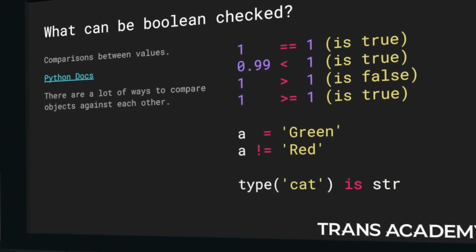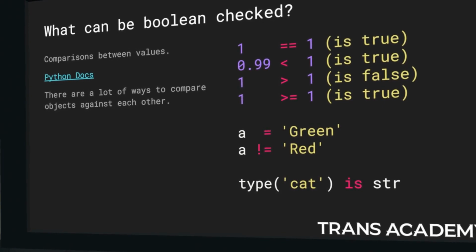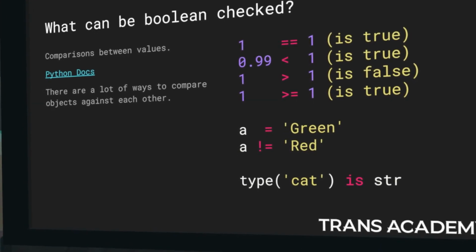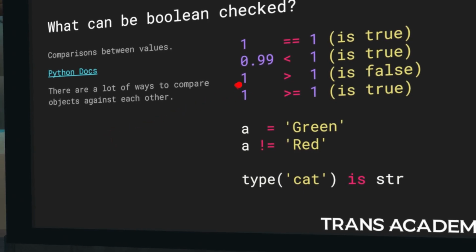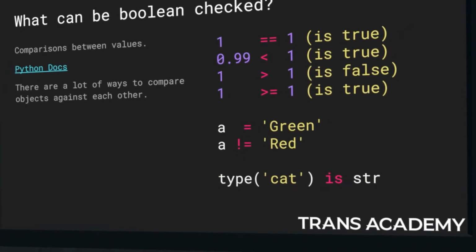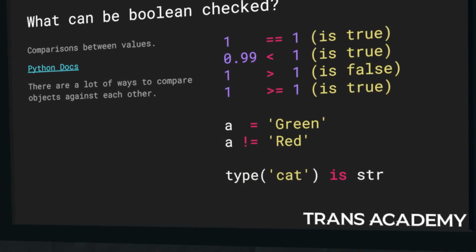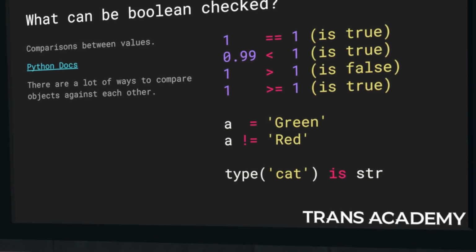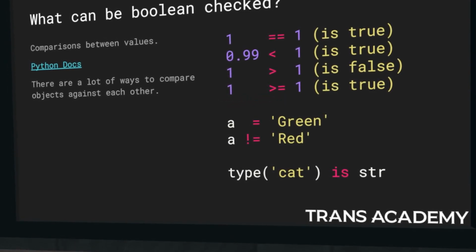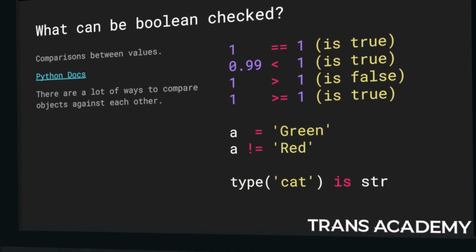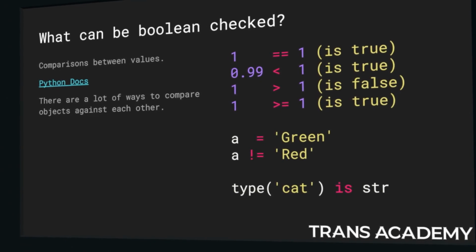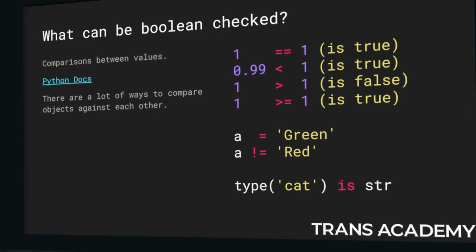On the same token, 1 is greater than 1 is not true, because 1 equals 1. So in that case, that one would be false, while greater than or equal would be true.